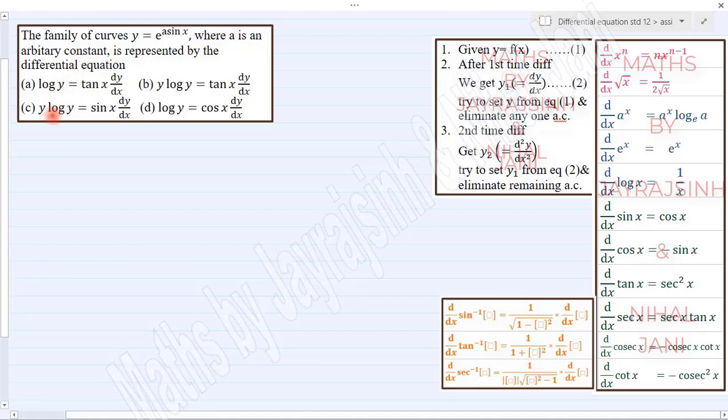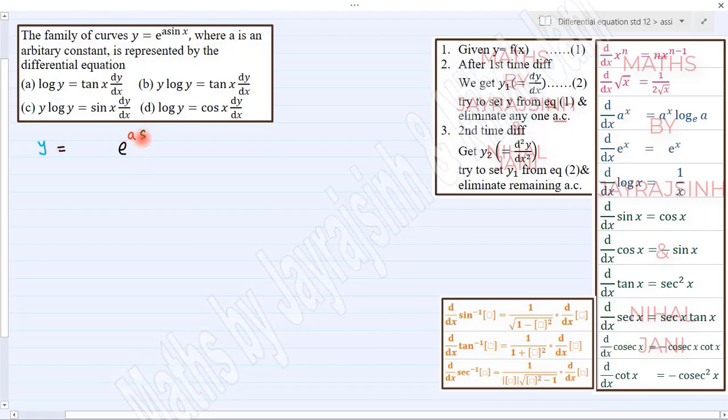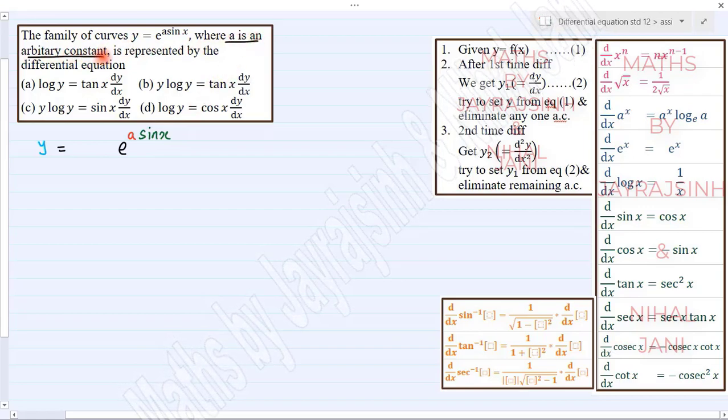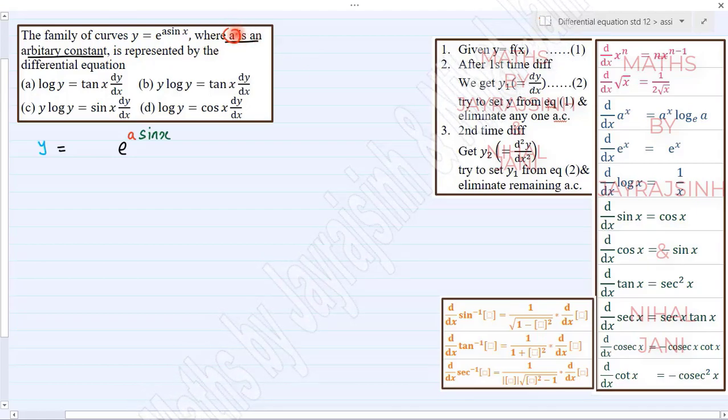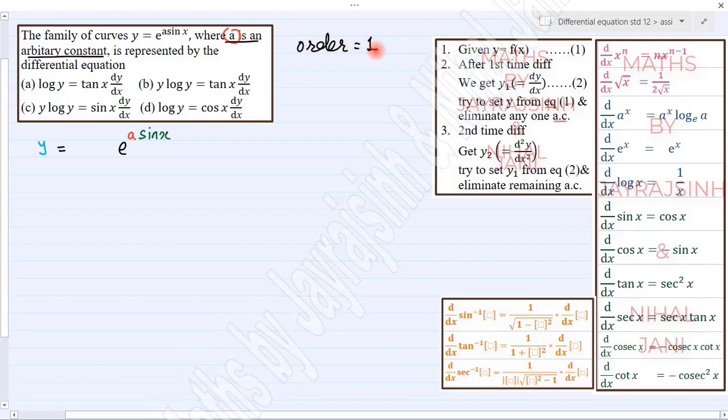In this question, we have a family of curves y is equal to e raised to a sin x, where a is your arbitrary constant and we have to find the differential equation. Now, here we have only one arbitrary constant, so the order of the differential equation must be 1.